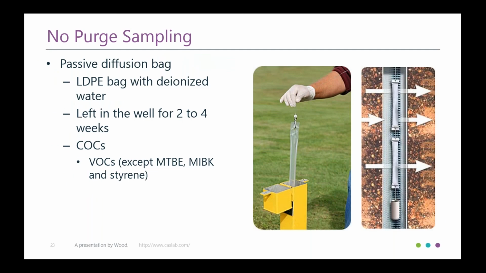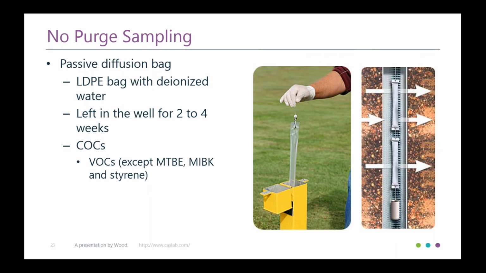Passive diffusion bags, I think probably everyone knows about these. These are closed bags that are filled up with deionized water. They're generally LDPE. VOC contaminants can pass through by diffusion. It's sitting within the well screen. You leave it for a certain period of time, and over that time it equilibrates with the aquifer, and you get your results. It's good for VOCs except for MTBE, MIBK, and styrene.